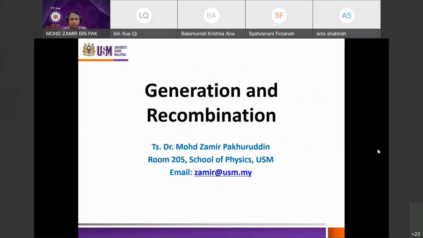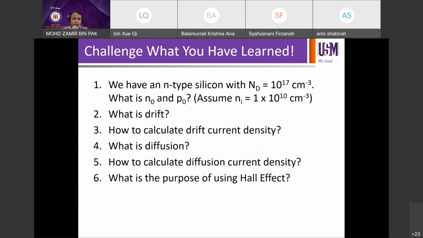So now our next topic is generation and recombination. Before that, let's just recap on what we learned in the previous topic. So question number 1, we have an N-type silicon with an ND of 10 to the 17 per centimeter cube, right? ND equals 1 times 10 to the 17 per centimeter cube. What is the value of your n naught? Anyone? Let's recap. We've discussed this one a couple of times already in the previous class before the break.